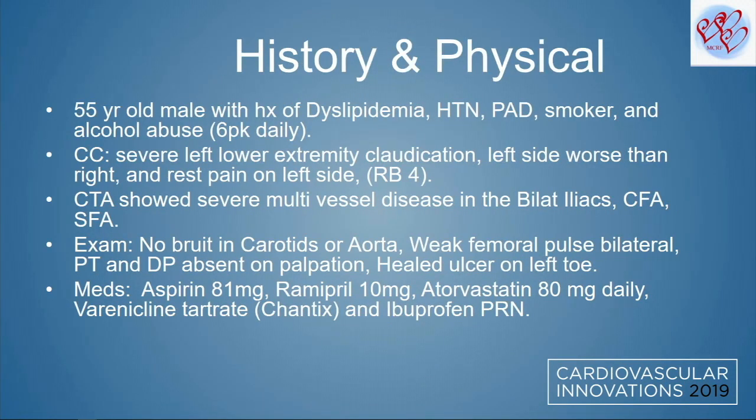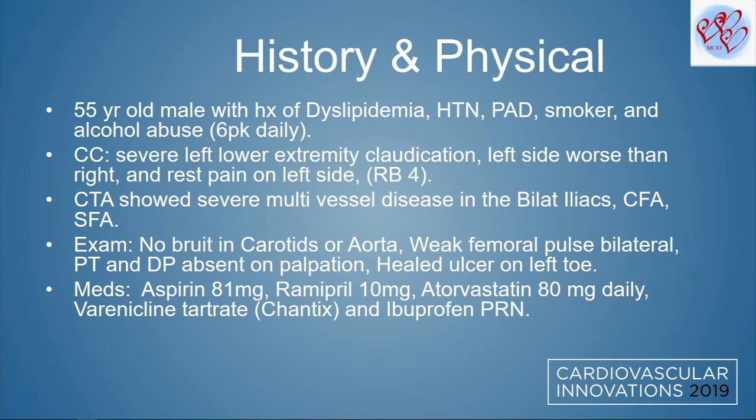The history of present illness: 55-year-old gentleman with dyslipidemia, peripheral artery disease. He's a smoker. He also enjoys 6 packs of beer daily. He presents with the chief complaint of rest pain over his left lower extremity. Prior to presenting, he had a CTA that showed multi-level disease involving the bilateral iliacs. The left common femoral artery had severe disease, almost 80%, and he had a CTO over the distal SFA.